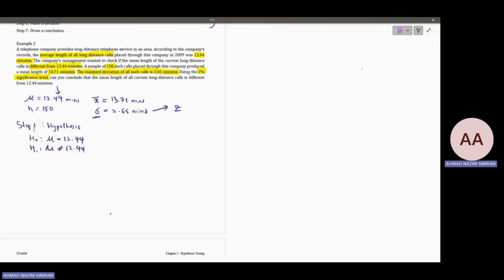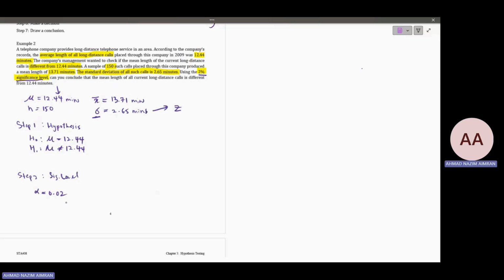Right? So now, this is step one, the hypothesis. And step two is you can actually calculate. But for me, step two is better for you to write down the significance level. Okay. And our significance level is this one, 2% significance level. So our alpha is equal to 0.02.